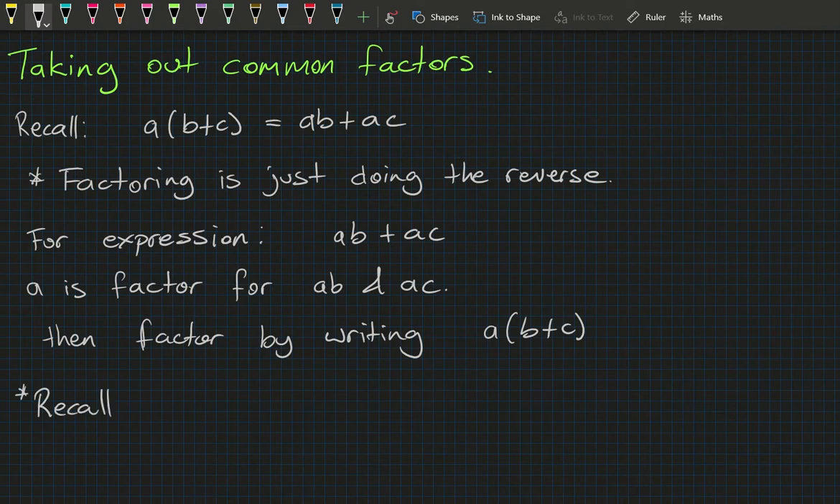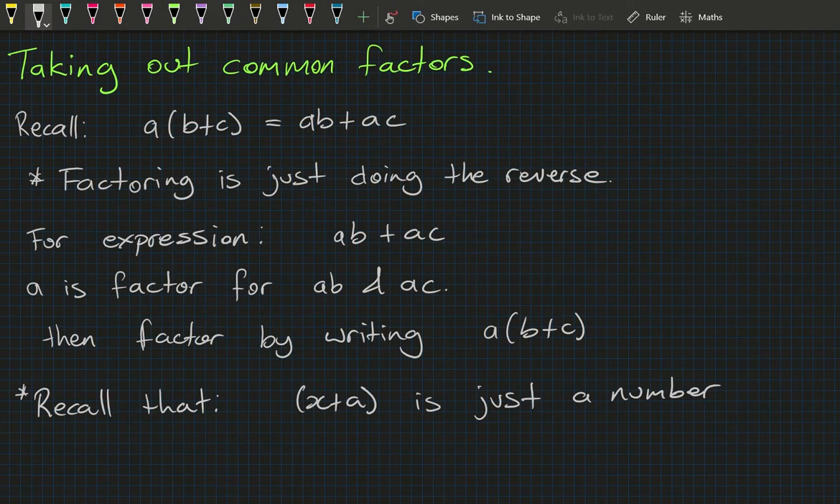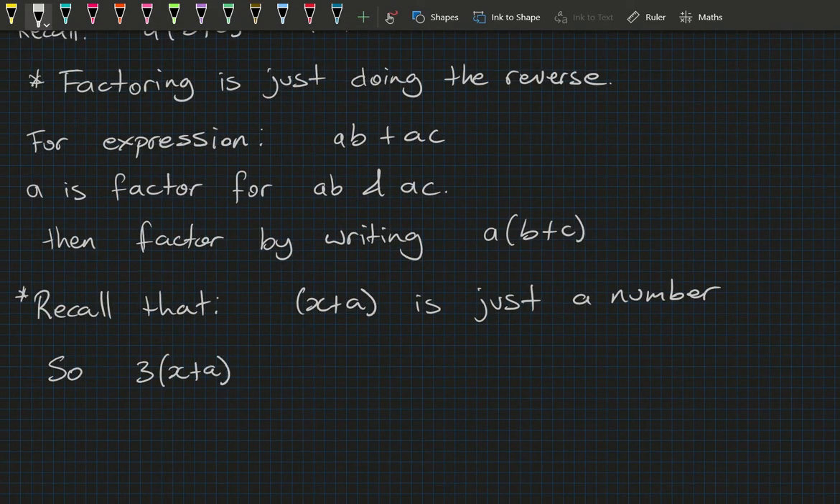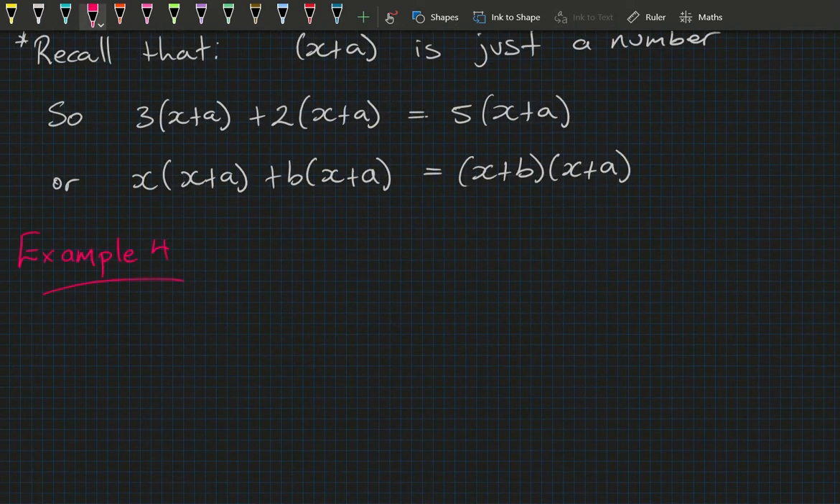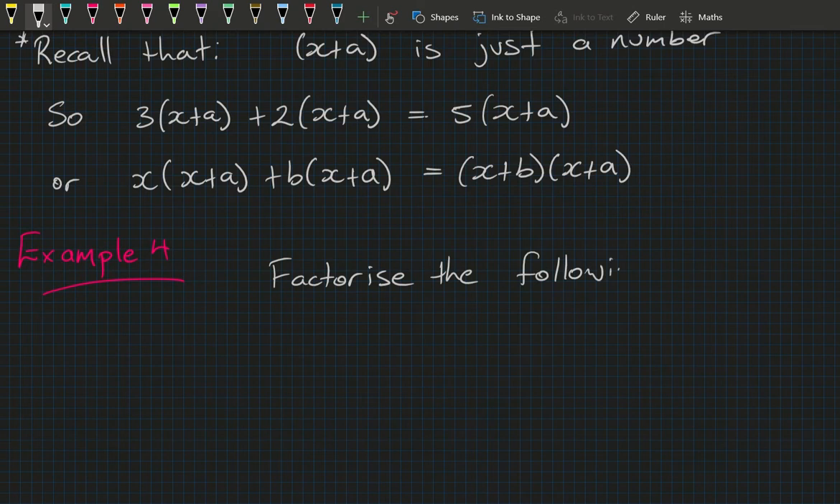And you should also recall that (x plus a) is just a number. So I could factor in the same way by saying 3 times (x plus a) plus 2 times (x plus a) is just 5 times (x plus a). And adding in some algebra, x times (x plus a) plus b times (x plus a) is (x plus b) times (x plus a). And it was important to bring that up because some people might see all the x's and the b's and the a's and get lost. But it's pretty obvious that if you got 3 of something and 2 of something, you got 5 of it, right? Anyhow, let's just move on to example 4, where we're going to factorize the following expressions.